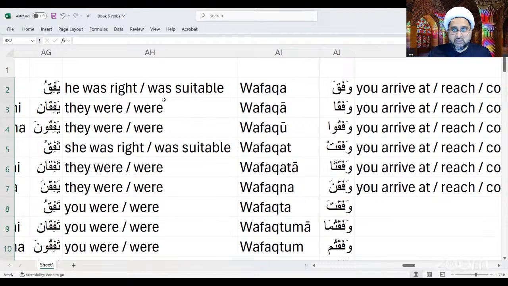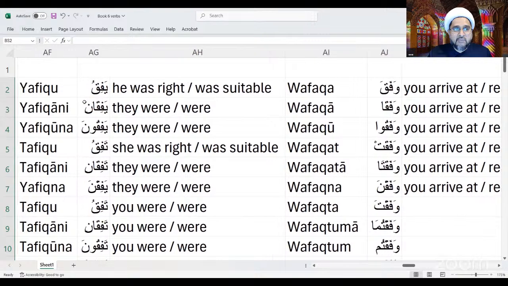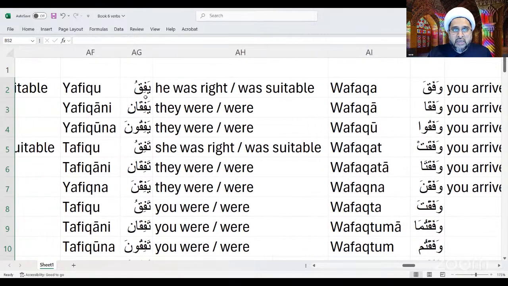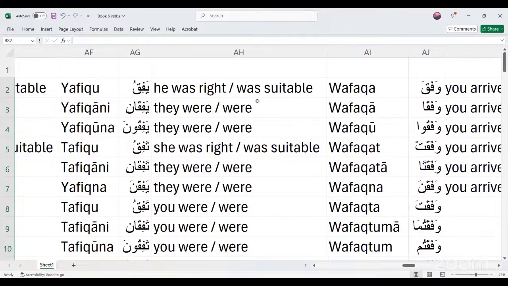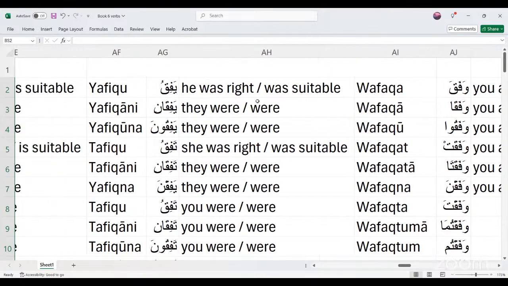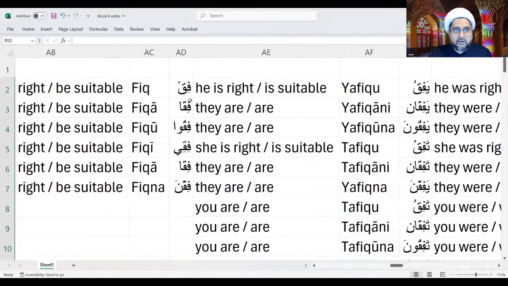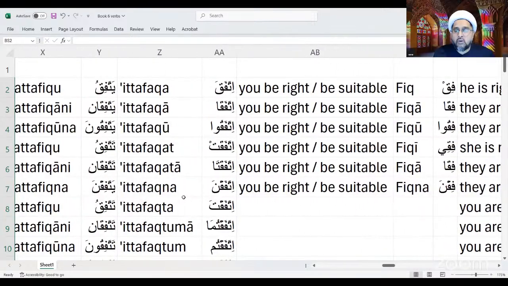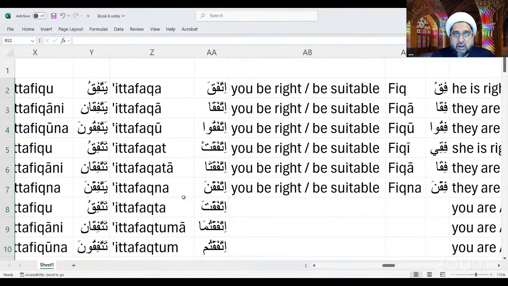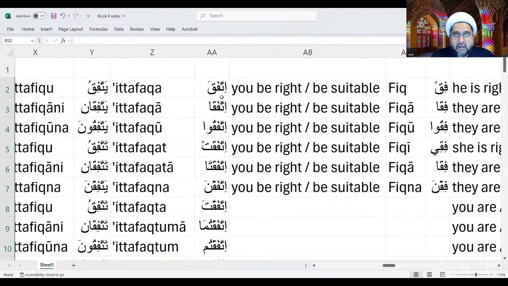or be right. Wafaqa is a past tense. The present tense is yafiku, he was right or he was suitable. Wafaka, yafiku. And the command will be fik, fika, fiku, fiki, fika, fikna. Now we say ittafaka. So the original word is alif, waw.